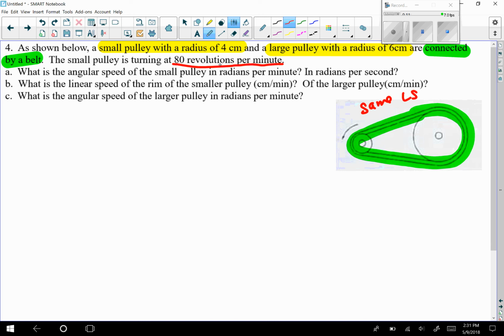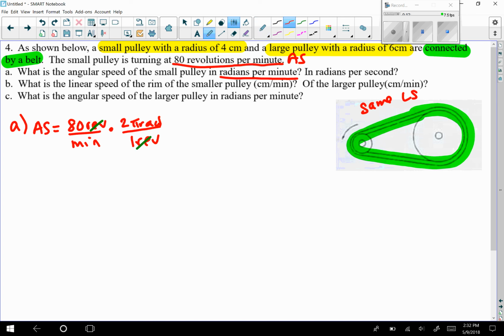Now it tells us the small pulley is turning at 80 revolutions per minute. So revolutions is an angle per time. So that's your angular speed. So for A, it says what is the angular speed of the small pulley in radians per minute and in radians per second. So the angular speed we already have, which is 80 revolutions per minute. But we want to convert it into radians per minute. So if it's not in terms of radians, you should always convert it anyway. So this is 2 pi radians per 1 revolution, because that cancels out my revolutions.